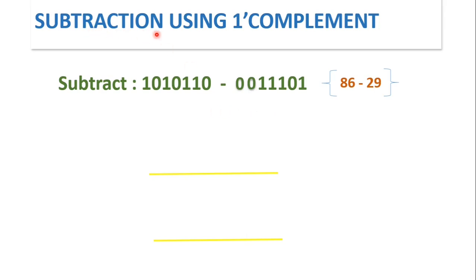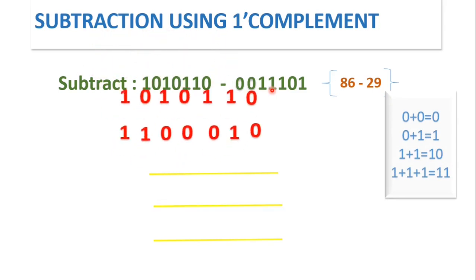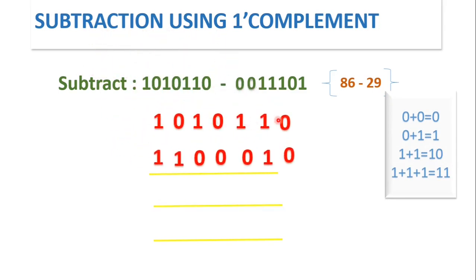As we are doing subtraction using 1's complement, we'll write the first number as it is and calculate the 1's complement of the second number. That means we replace 0 by 1 and 1 by 0. So the 0 becomes 1, this 0 becomes 1, all these 1's become zeros, this 0 becomes 1 and this 1 becomes 0. And then we have to add these numbers.